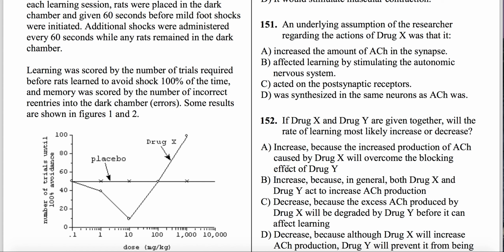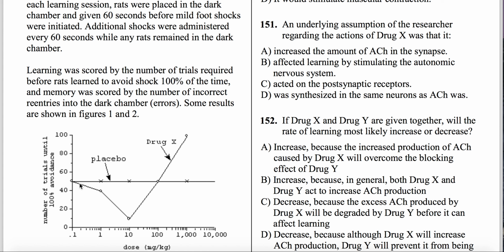Learning was scored by the number of trials required before the rats learned to avoid the shock 100% of the time. And memory was scored by the number of incorrect reentries into the dark chambers. So the number of trials that they needed in order to never go back to the darker side is considered to be learning, and memory is how many times they incorrectly reenter.